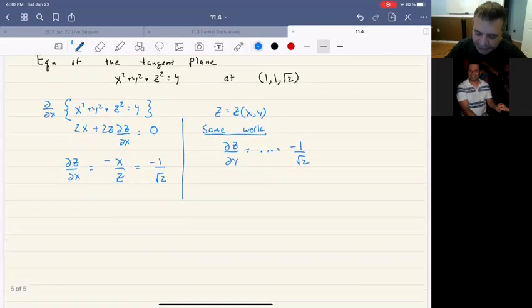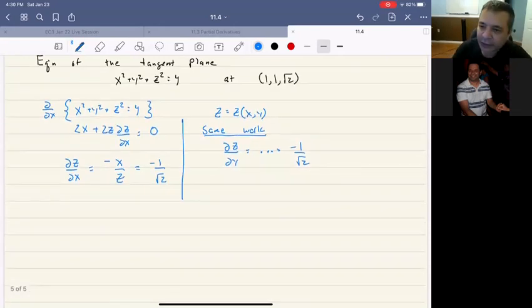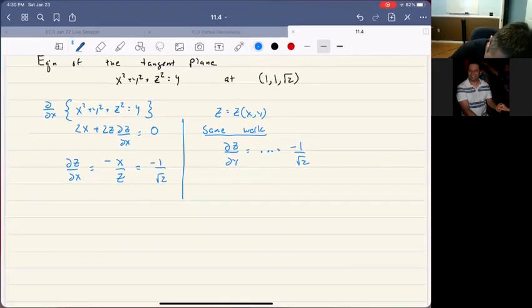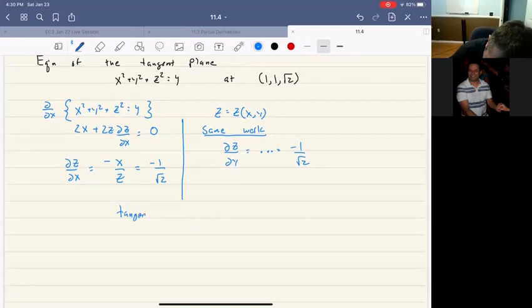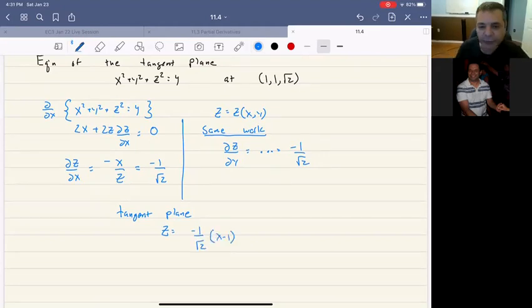Okay, so now our tangent line is going to be, I'm sorry, tangent plane. I have a tendency to say that wrong. It's going to be given by z equals -1 over square root of 2 times (x minus 1), minus 1 over square root of 2 times (y minus 1), plus square root of 2.